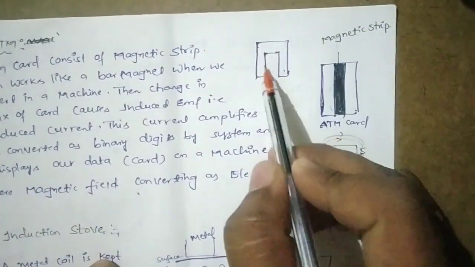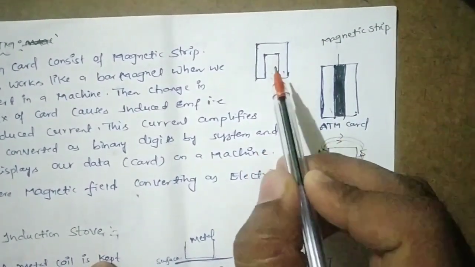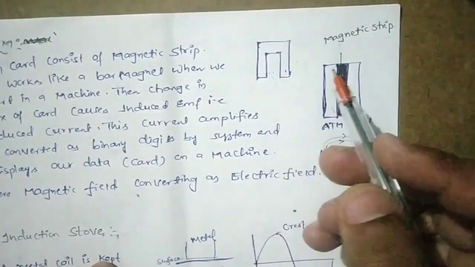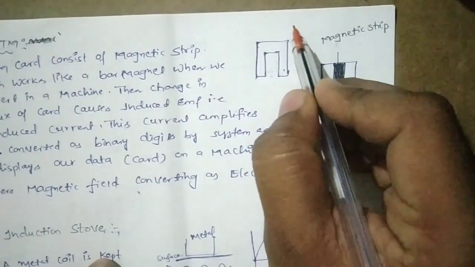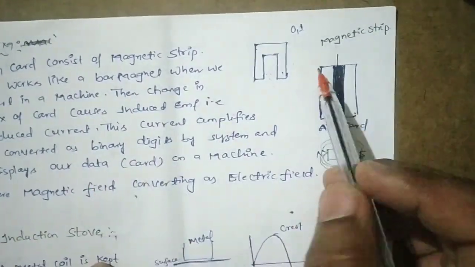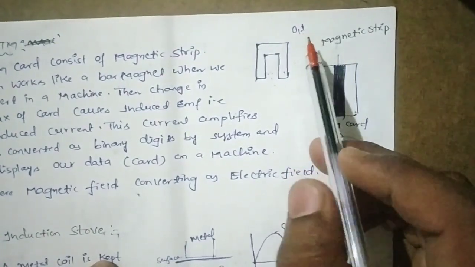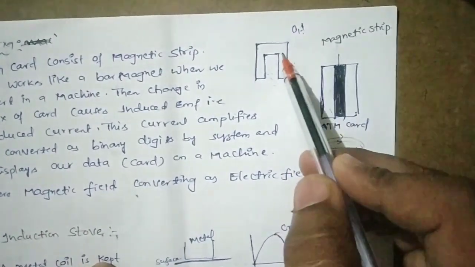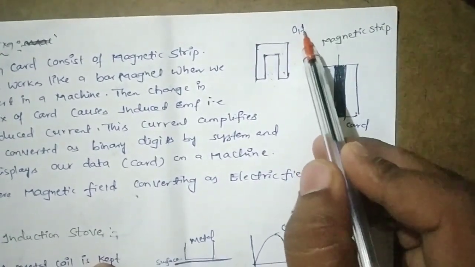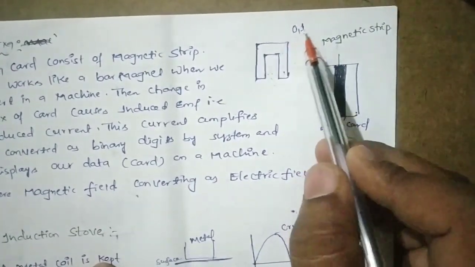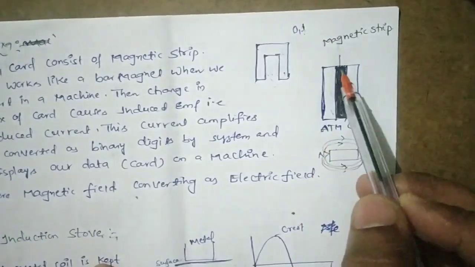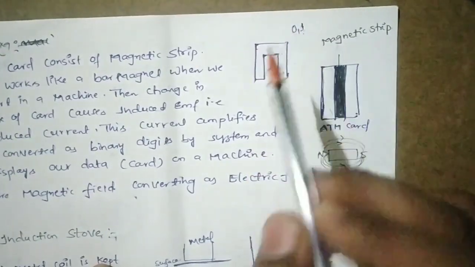Now whenever the change in magnetic flux is produced in the machine, that will be amplified and converted into a binary conversion like zeros and ones. Why? Because machines can understand only a binary language which is of zeros and ones. Therefore whatever ATM card you kept in this machine, it is converting it into zeros and ones. It will send the signals to the data in the system. Therefore the data of our ATM card will be displayed on the screen.